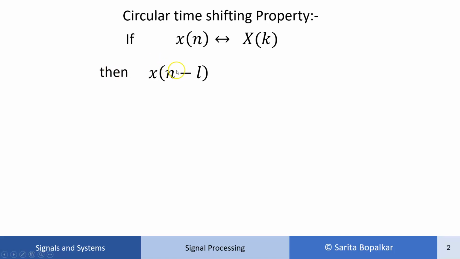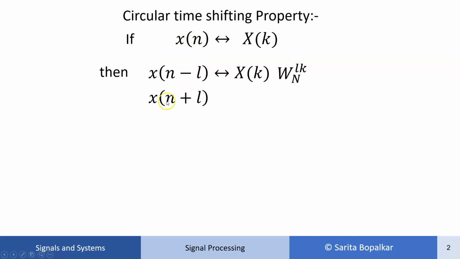If x of n gets delayed by L units, its effect on this X of k is that X of k will get multiplied with W_N^(Lk). L is the time shift which we have added to the x of n. This is the delayed x of n.